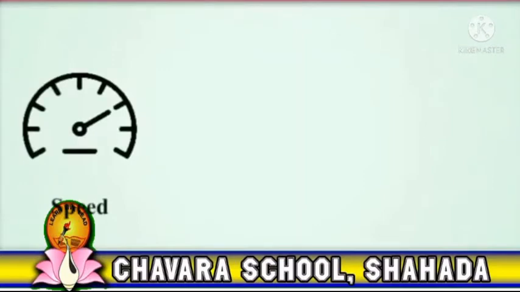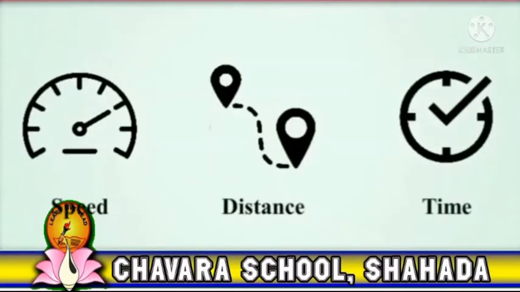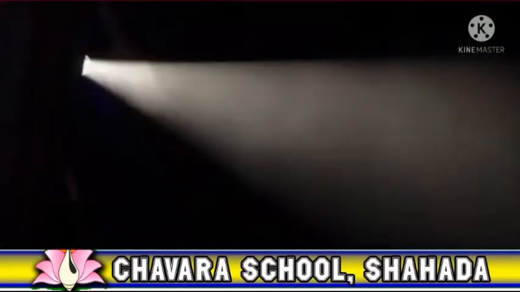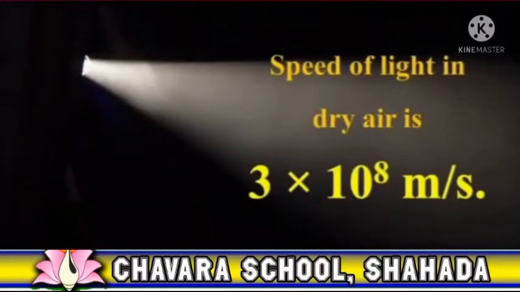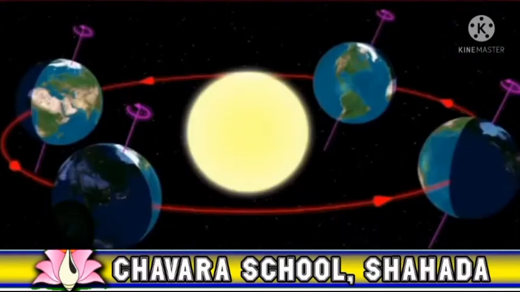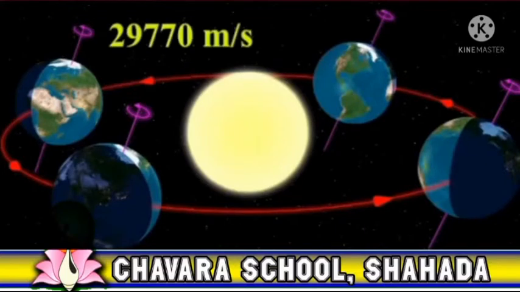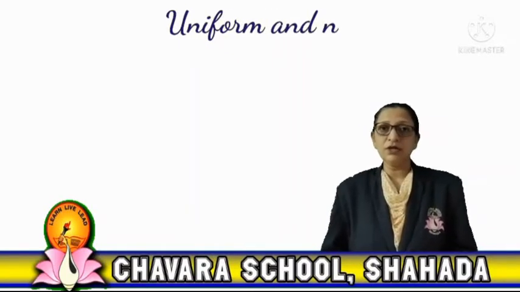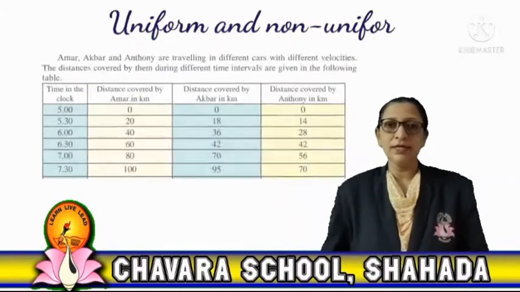Dear students, always remember the first scientist to measure speed as distance per time was Galileo Galilei. The speed of sound in dry air is 343.2 meter per second, while the speed of light is about 3 into 10 to the power 8 meter per second. The speed of revolution of the earth around the sun is about 29,770 meter per second. Let us now see uniform linear motion and non-uniform linear motion.